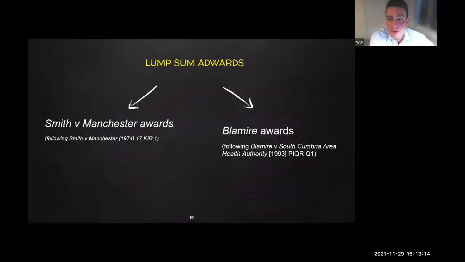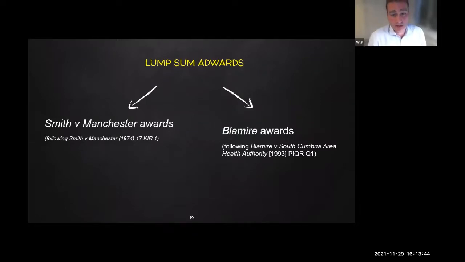So what I mentioned earlier was that where someone isn't disabled and they don't meet the disability criteria, then it may be you would be stuck with a lump sum award, which is likely to be less favourable. And there are two types of awards to be aware of. One is a Smith & Manchester, so that's an award for disadvantage on the open labour market, and that's how we used to approach a lot of these cases beforehand, rather than the Ogden approach. And then the other is a Blamire award.